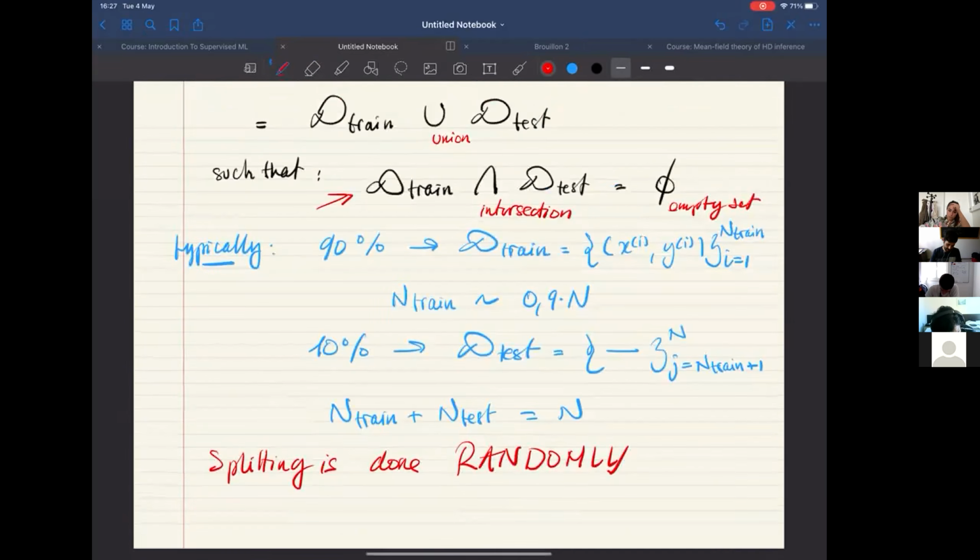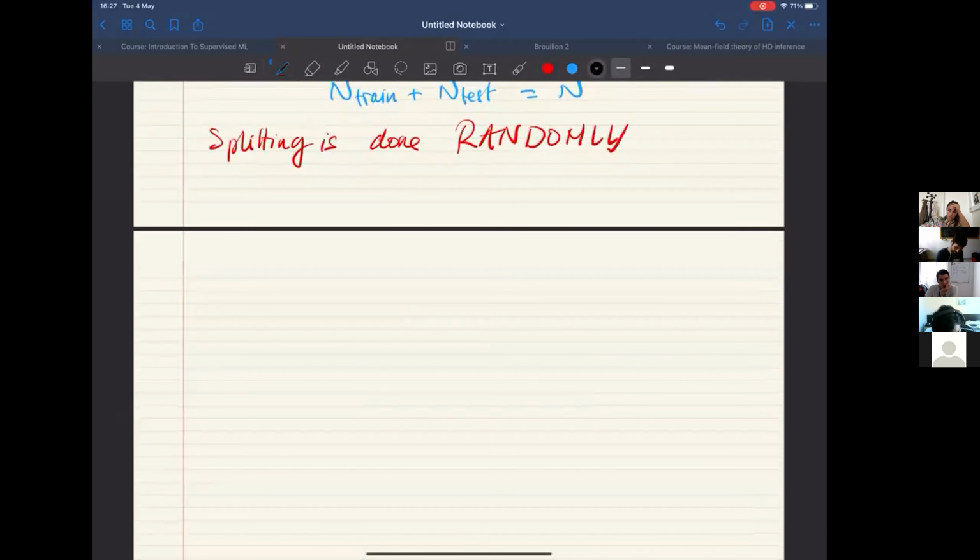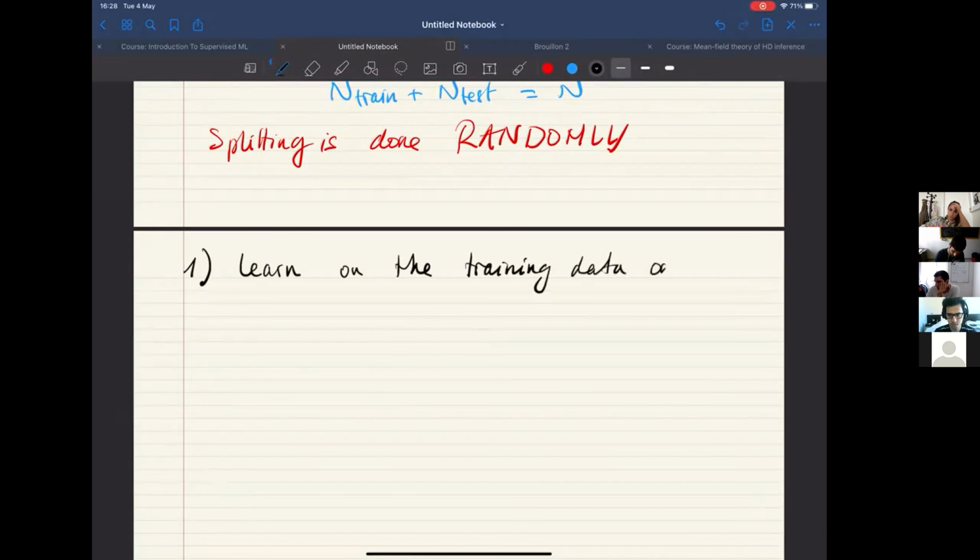Now we have our splitting into training and test data. The next thing you have to do is to learn on the training data only. Otherwise this division would make no sense. What does it mean? It means that what I was writing before, the learning procedure, which is concretely a high-dimensional optimization problem, is actually done on the training data only.